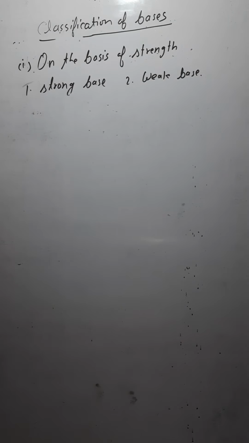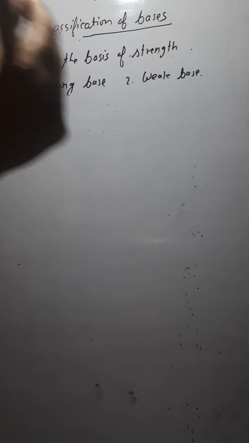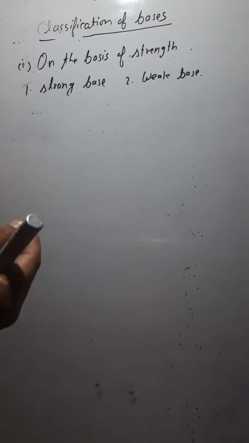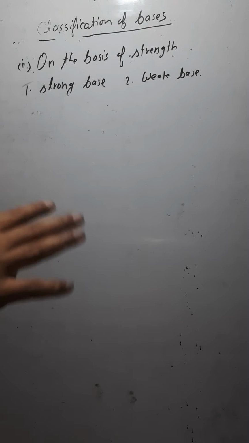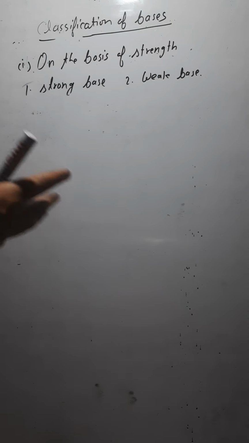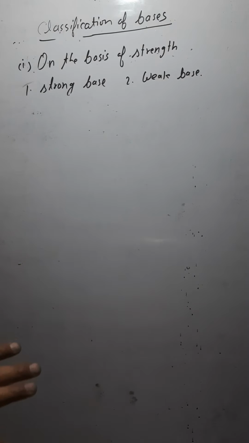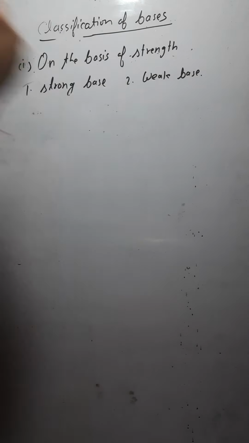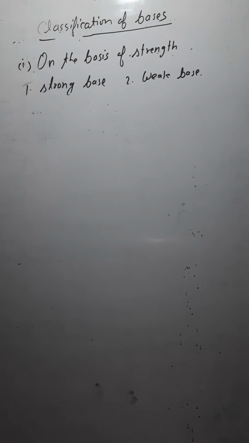Now what are the strong base and what are the weak base? Strong bases are those which undergo complete ionization in their aqueous solution. The bases or alkalis which undergo complete ionization in their aqueous solution are termed as the strong base, and which do not undergo complete ionization, means which undergo partial ionization, we would call such bases as the weak base.